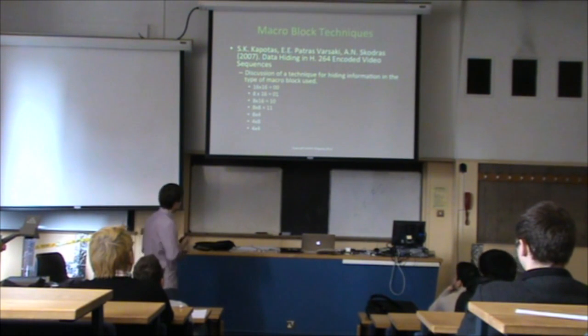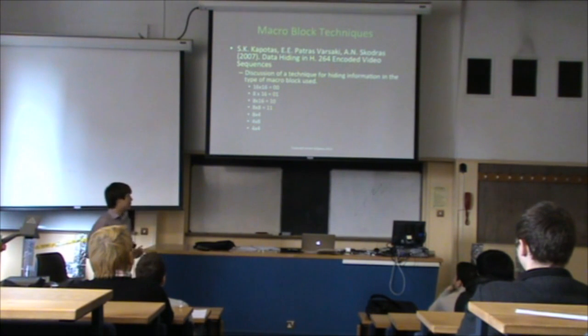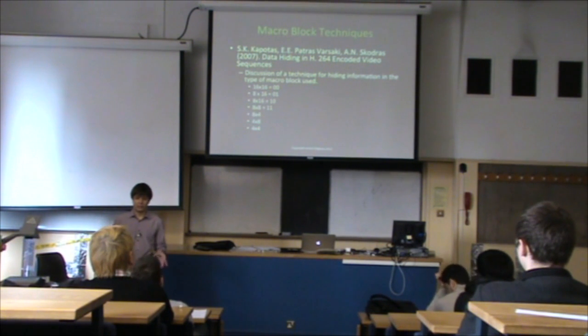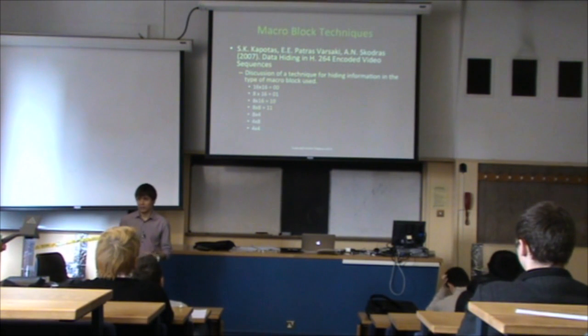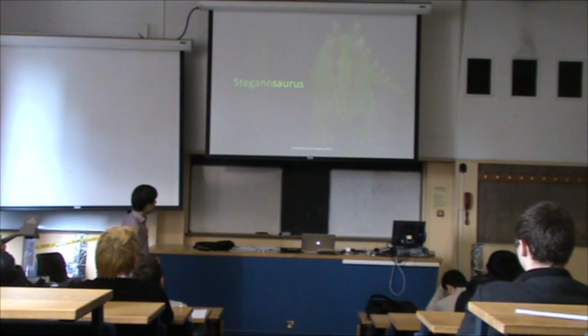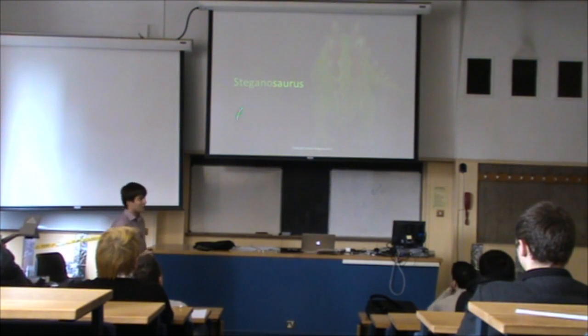So instead of letting the H.264 encoder determine the macro block by saying this is what's best for compression and making the image look the way it should, they change that, and they're using that technique of changing the block type to hide information. So here we get to my project, which is called Steganosaurus. That's the nickname for it.